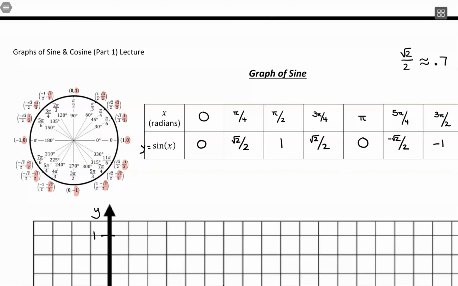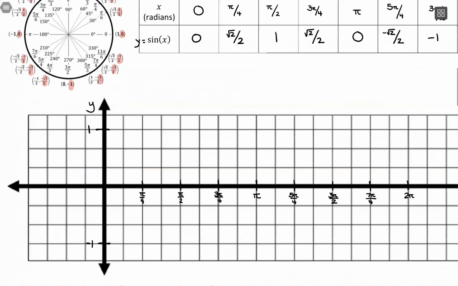So let's start making this graph. We have the point 0, 0. Let me use a different color here just to make it brighter. At pi over 4, we're at about 0.7. So let's see if that's halfway. Let's see, about here, 0.7. When we're at pi over 2, we're at positive 1. At 3 pi over 4, we're at 0.7. At pi, we're at 0. At 5 pi over 4, we're at negative 0.7. At 3 pi over 2, we're at negative 1. 7 pi over 4, 2 pi.